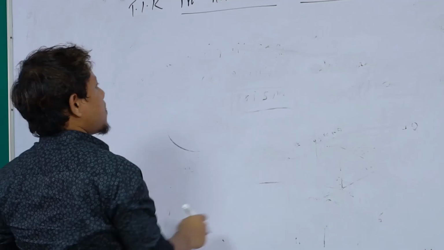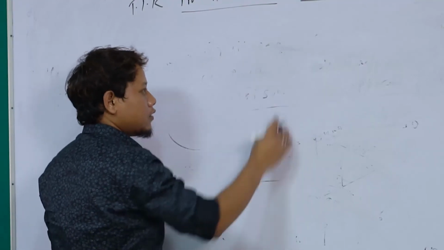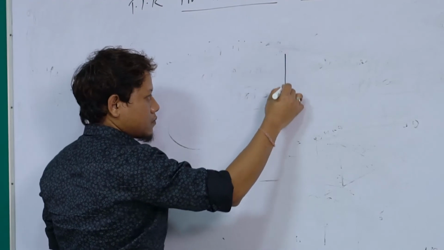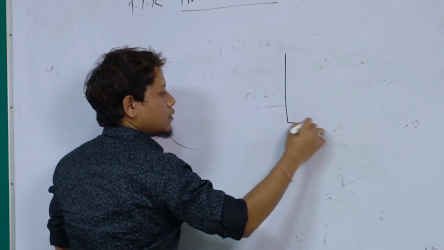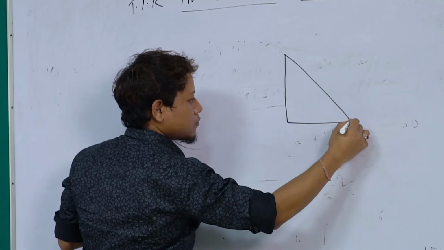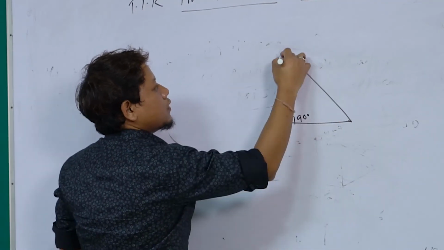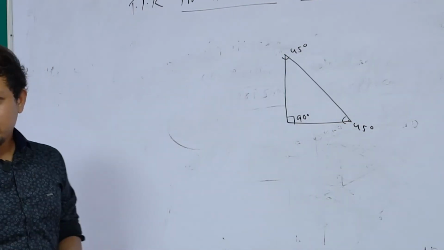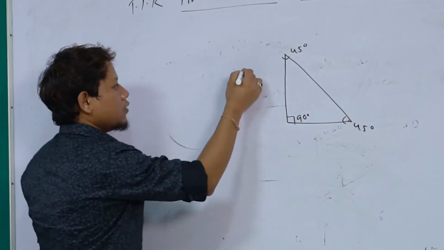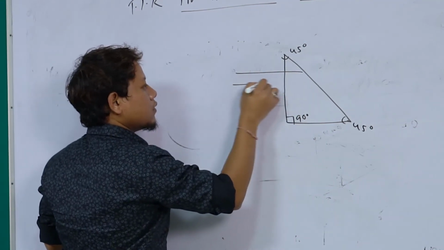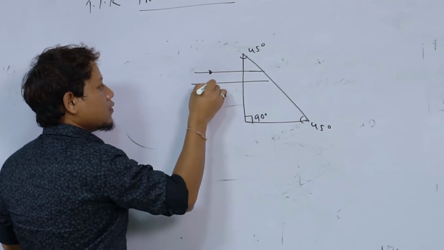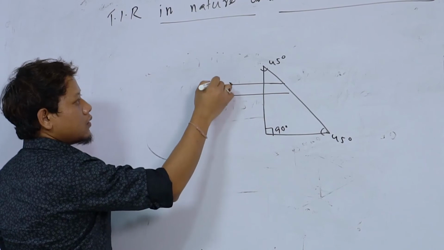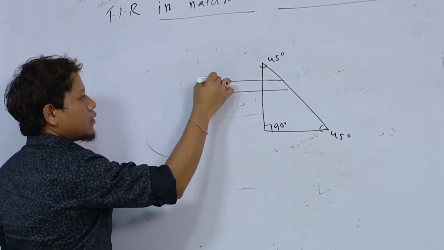Lateral inversion can be removed by using the prism, by using total internal reflection. I'll show you how we can invert the image by using a prism. So this is a prism. This is 45 degrees and this is also 45 degrees. Since we're discussing the image, we need two rays. These are parallel beams of light, and here is the image. This is A, and this is B.